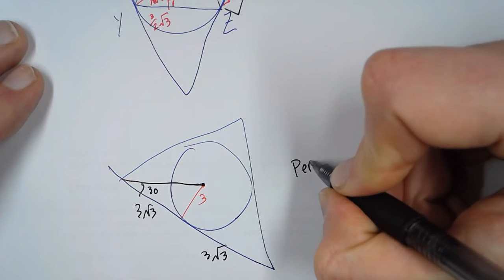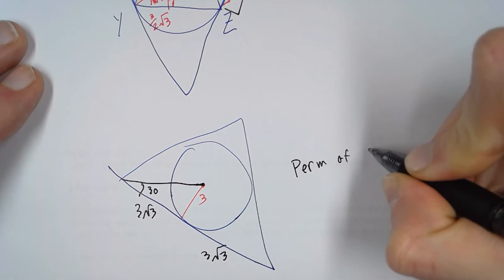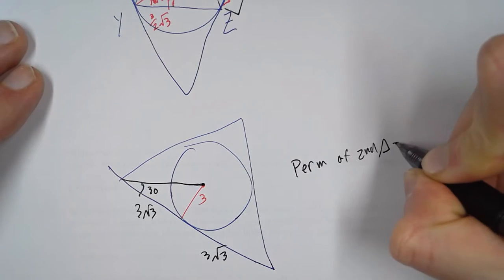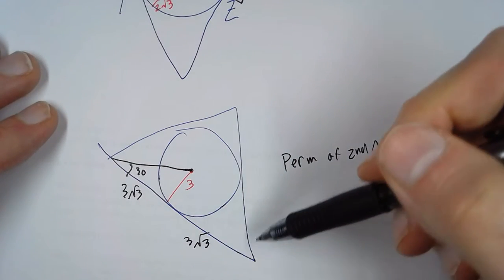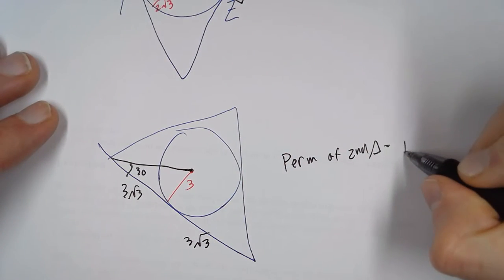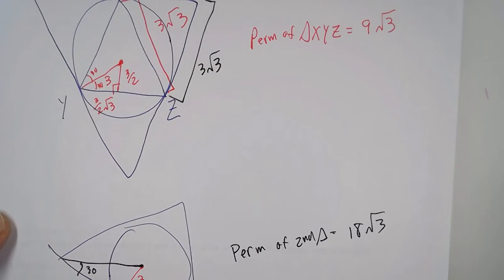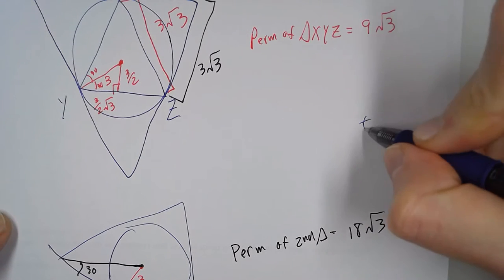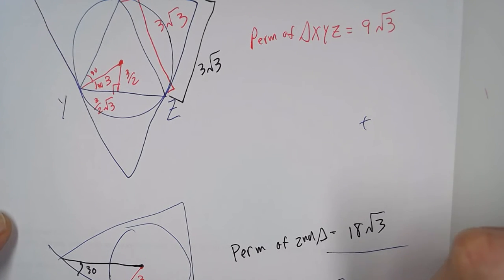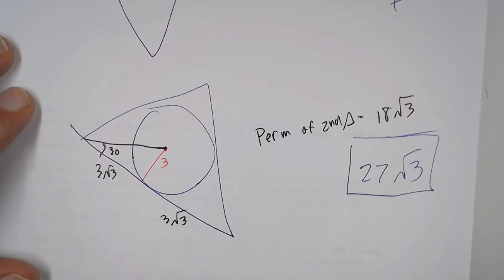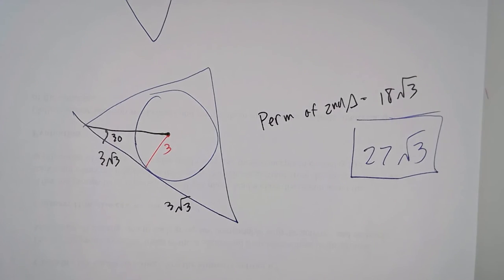So the perimeter of the second triangle is 6 radical 3 plus 6 radical 3 plus 6 radical 3. So that's 18 radical 3. So we want the total of these two, and thankfully they're both in terms of the same radical. So when we add them, we get 27 radical 3 as the combined perimeters. And there's our answer, and we're done.